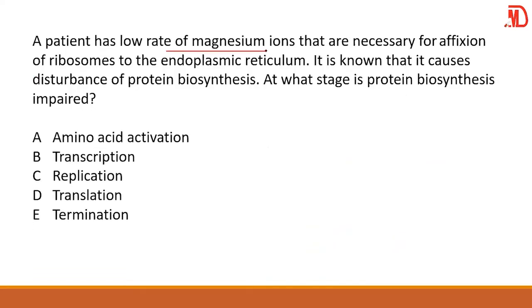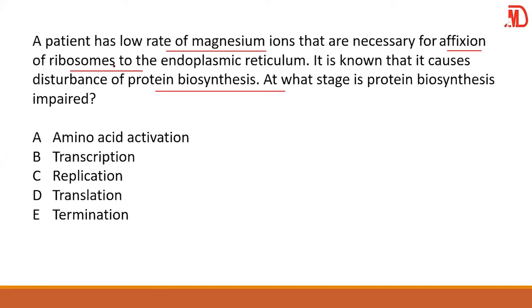A patient has a low level of magnesium ions that are necessary for fixing of ribosomes to the endoplasmic reticulum. It is known that it causes a disturbance of protein biosynthesis. At what stage is protein biosynthesis impaired? First of all, in eukaryotic cells or in normal cells, transcription takes place in the nucleus, whilst translation takes place in the cytoplasm. And the site for translation in the cytoplasm is actually on the rough endoplasmic reticulum, which is aided by ribosomes.